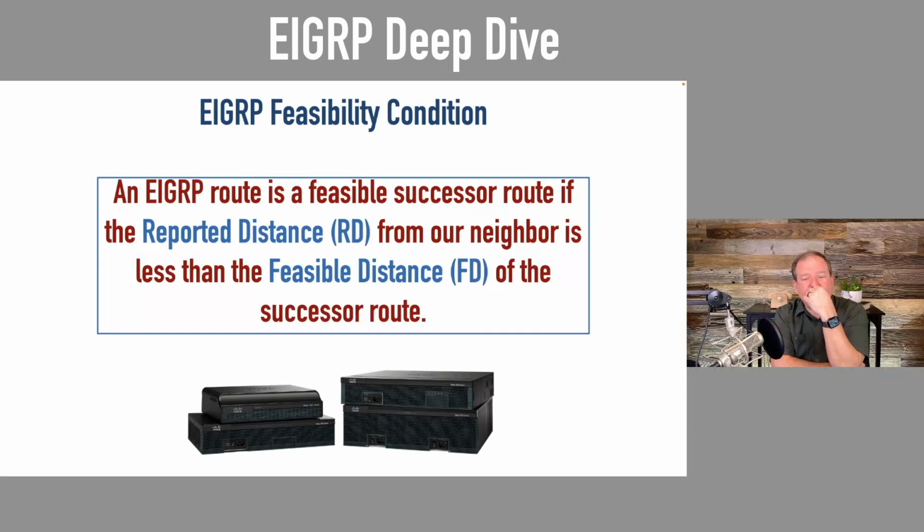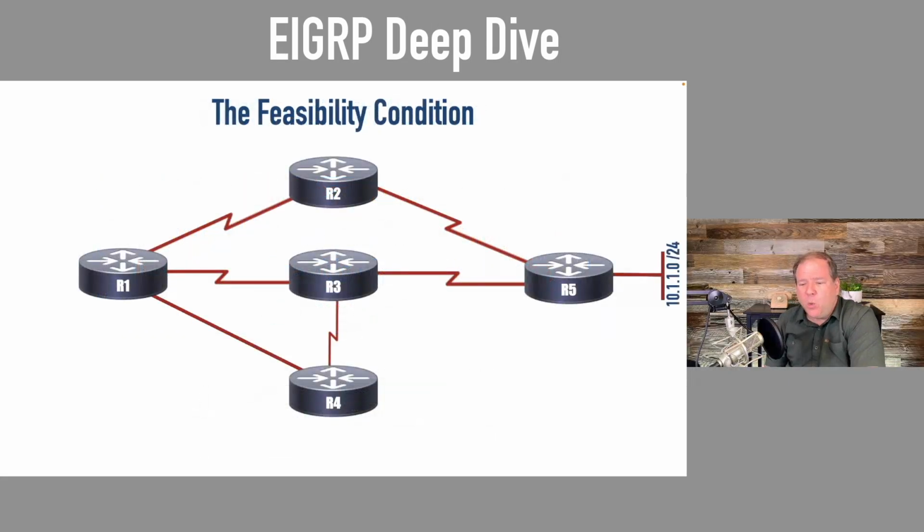What I'm saying is, if going to R5 is going to be an alternate way to get to a network, and I want it to cut over to it almost immediately, I want it to be a feasible successor, then its reported distance to me needs to be less than the feasible distance, in other words, the total distance going over my preferred path. Why would we have such a seemingly arbitrary rule? Let me show you. We want to prevent a situation like this.